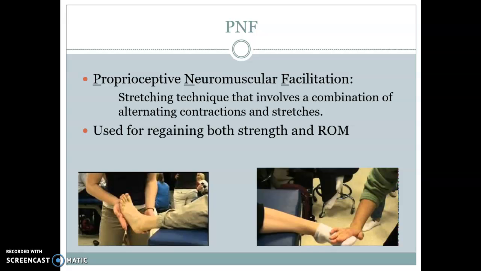We also have a very specific type of stretching that's oftentimes used in rehabilitation, like physical therapy clinics and athletic training facilities, because it's a very good way to stretch. It's called PNF, or proprioceptive neuromuscular facilitation. And this is a specific stretching technique that involves a combination of alternating between a contraction and a stretch for certain periods of time. This is really good to help regain range of motion, but also to build up strength, specifically after an injury.